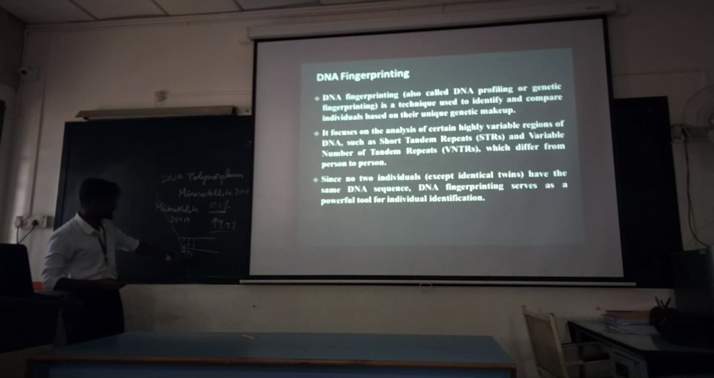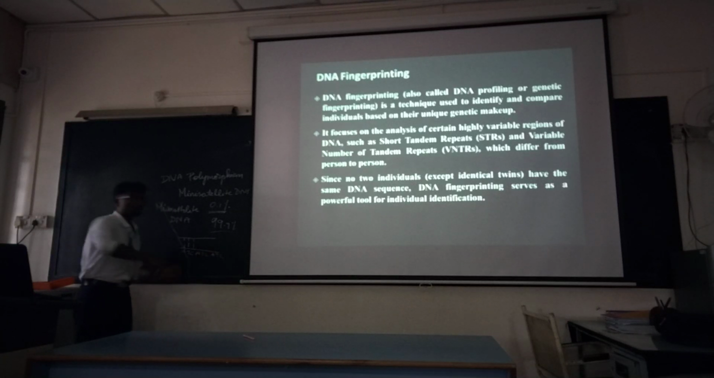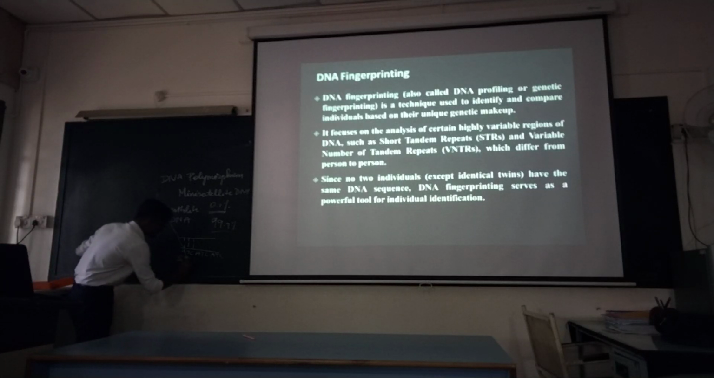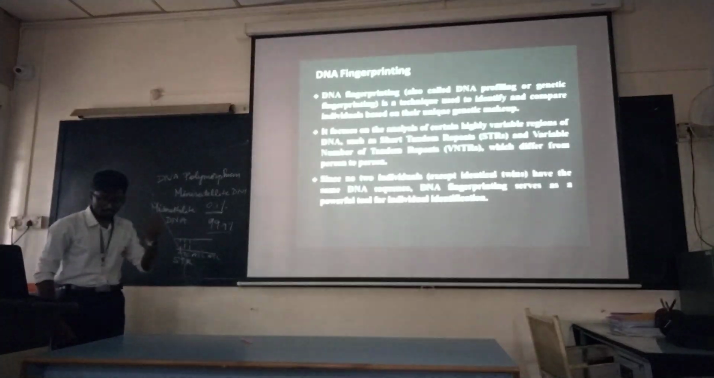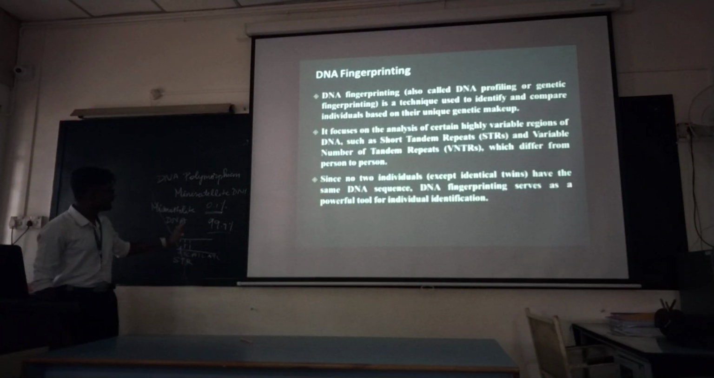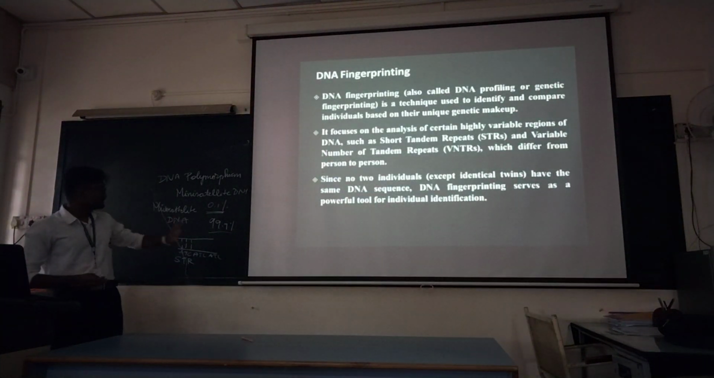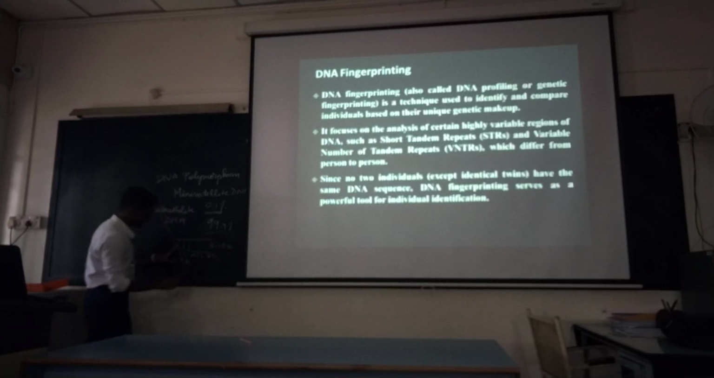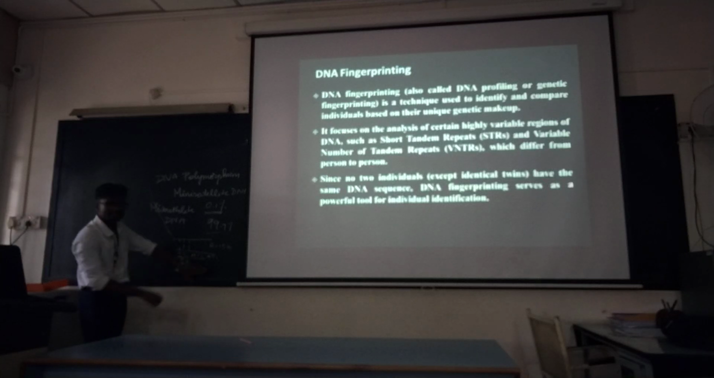For example, ATC is a base pair which is repeated again. ATC, it is repeated multiple number of times. So this is called STR, short tandem repeats. This is a type of polymorphism where the nucleotide base pairs are repeated tandemly, which has around 2 to 10 nucleotide bases. So this has three combinations.